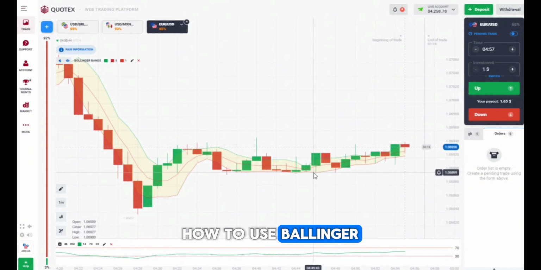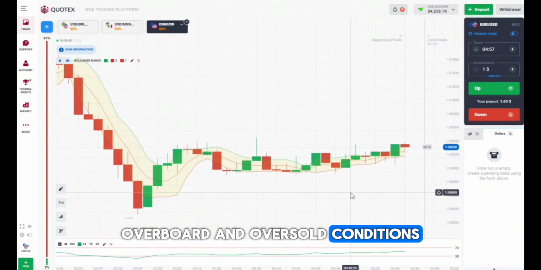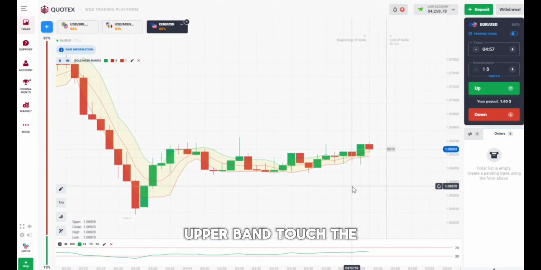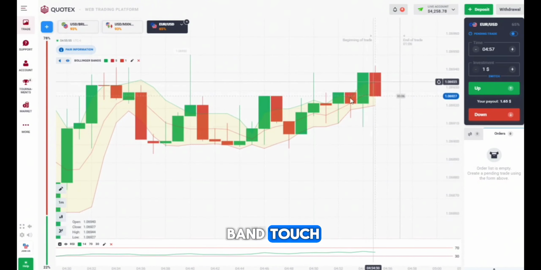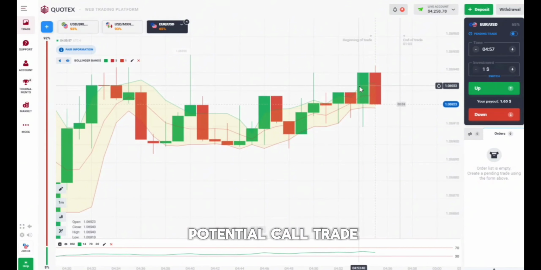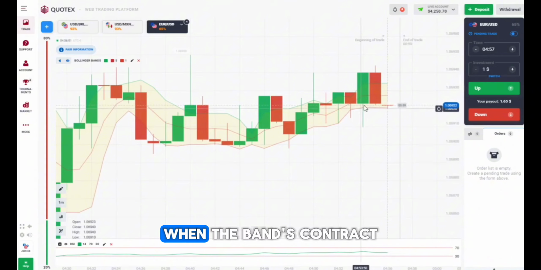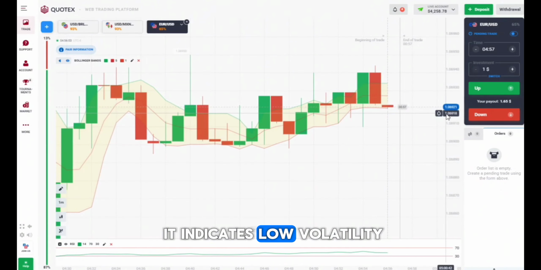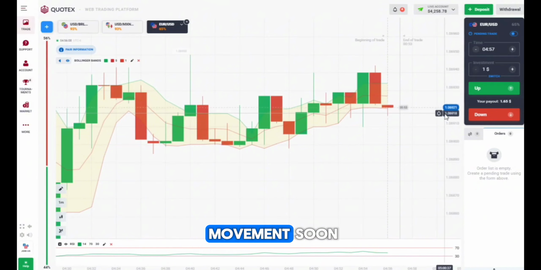How to use Bollinger Bands in binary trading. Overbought and oversold conditions. Upper band touch: the asset is overbought, potential put trade. Lower band touch: the asset is oversold, potential call trade. Bollinger Band squeeze. When the bands contract, it indicates low volatility. A breakout is likely, signaling a strong price movement soon.